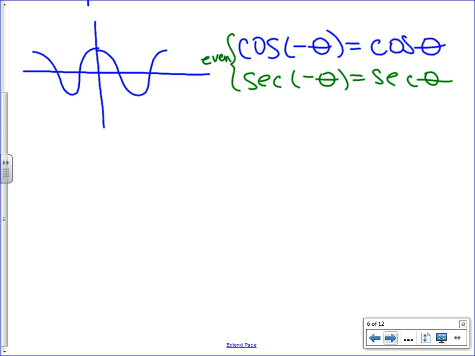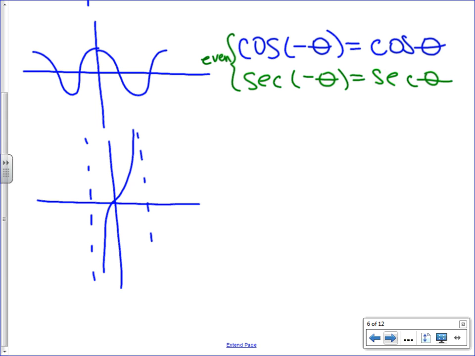And then lastly, we have our tangent graph. Odd or even? It is odd. We have origin symmetry. So f of negative x is the same thing as negative f of x. And same thing with the cotangent.